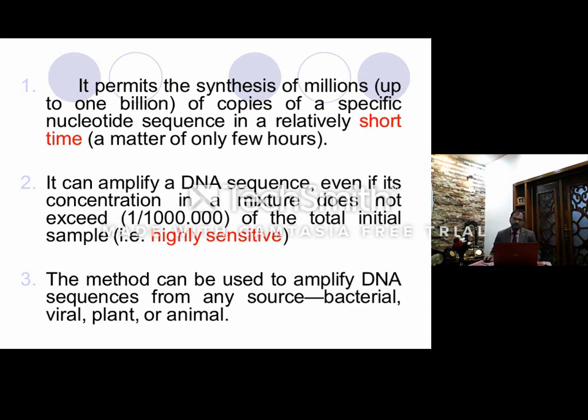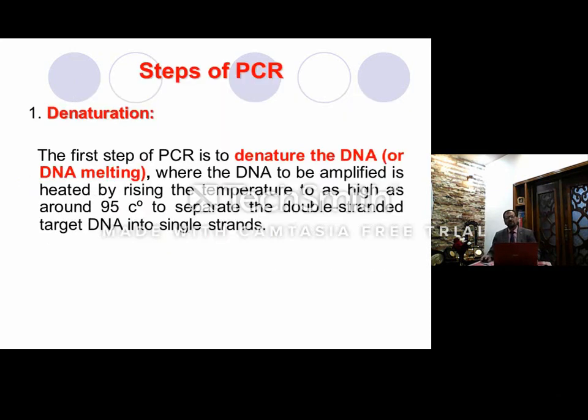Second point is that the polymerase chain reaction can amplify DNA sequences whatever the initial concentration of that particular DNA is. That's to say, it is a very highly sensitive technique. Even if the concentration of DNA is initially 1 part per million in the initial mixture, it can amplify this sequence. Number 3 is that this method can identify whatever DNA is. Whether this DNA was bacterial, viral, plant, or animal, it can amplify it simply and in a very short time actually. Now we want to know what are the steps of PCR.